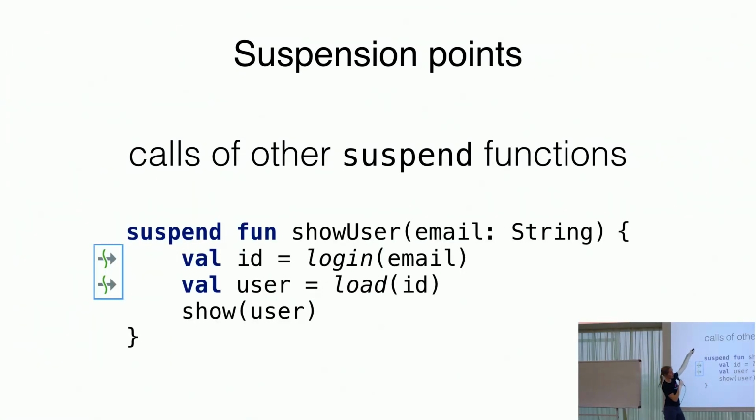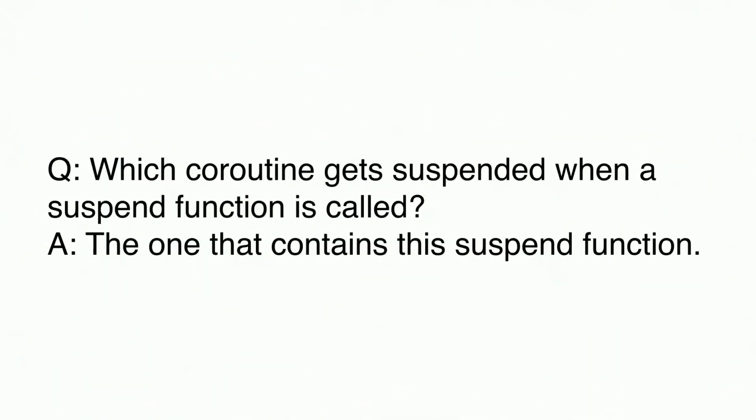Suspension points are just calls of suspend functions. So whenever you call suspend functions, IntelliJ highlights that there are these suspension points, the moment when your coroutine might be suspended. You can ask which coroutine gets suspended when a suspend function is called. The answer is straightforward. The coroutine that contains this suspend function, the coroutine you call this suspend function from.